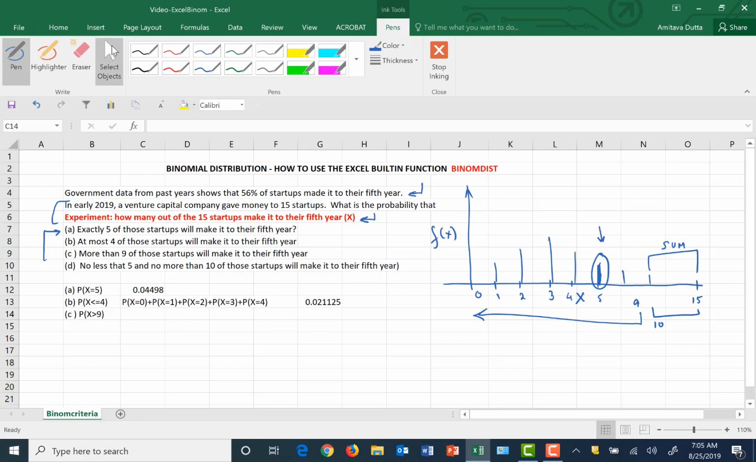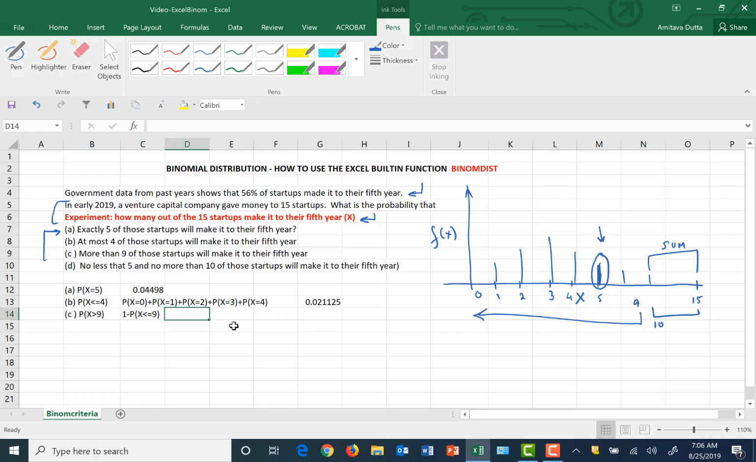So I can simply rewrite this for convenience. This is equal to 1 minus the probability of x less than or equal to 9. So please reflect on this for a moment. The probability of x greater than 9 is the same as 1 minus the probability of x less than or equal to 9.